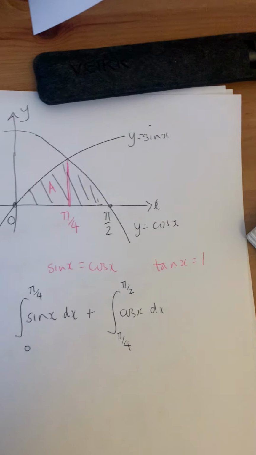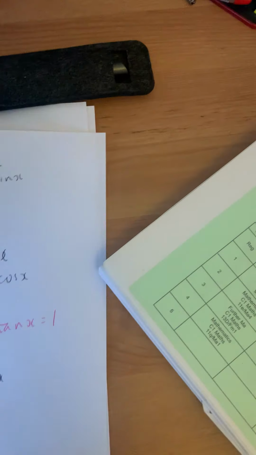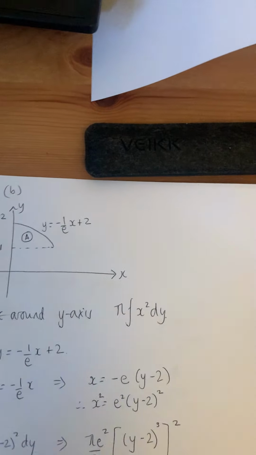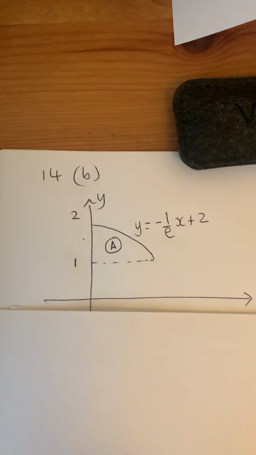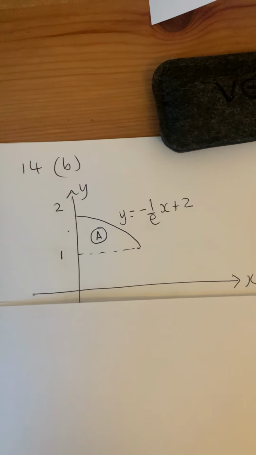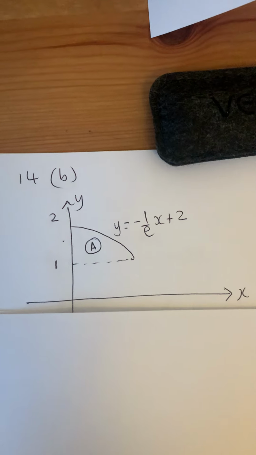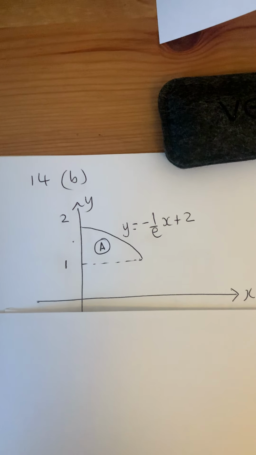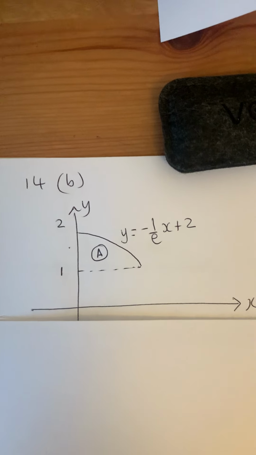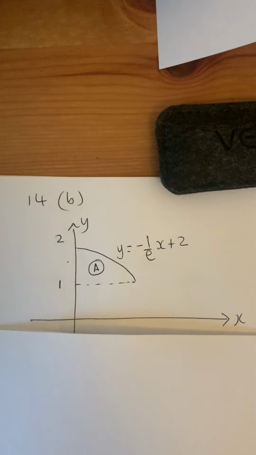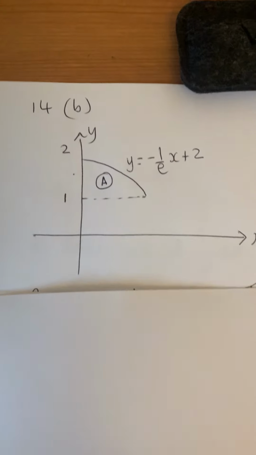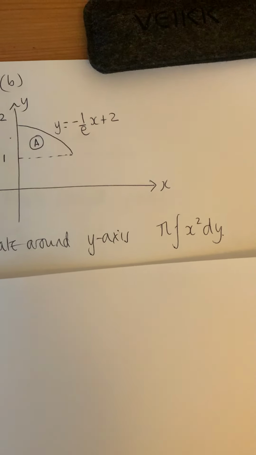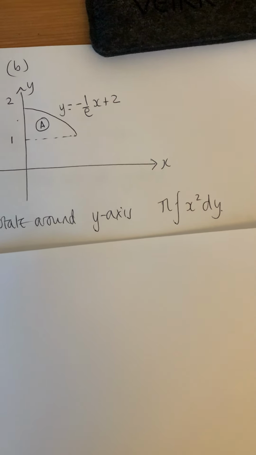So here is my solution, and it's going to be one of those rather crude ones where I just unveil it. So first of all, I took the curve y equals minus 1 over e x plus 2, and I know that that's got y limits between 2 and 1. And I know that when I rotate around the y-axis, I use that formula.